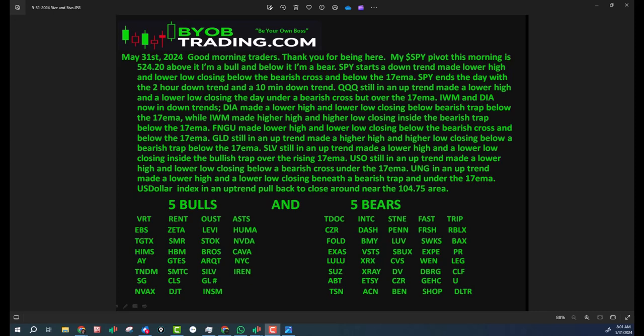My SPY pivot this morning, 524.20. Above it, I'm a bull. Below it, I'm a bear.